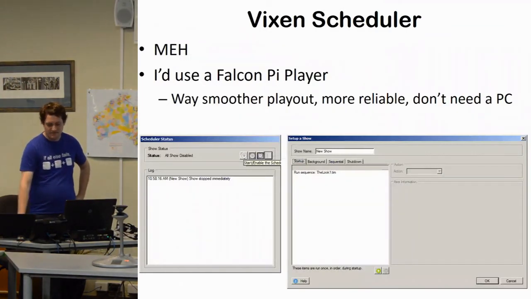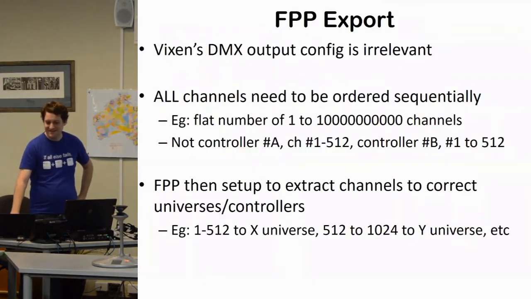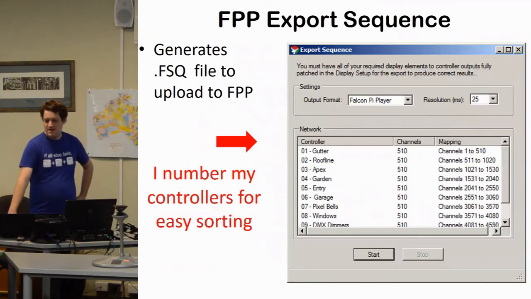Vixen Scheduler, just use pipe layer. It exports to the pipe layer. Again, it's sequential. I number my controllers so I remember what order they're in.